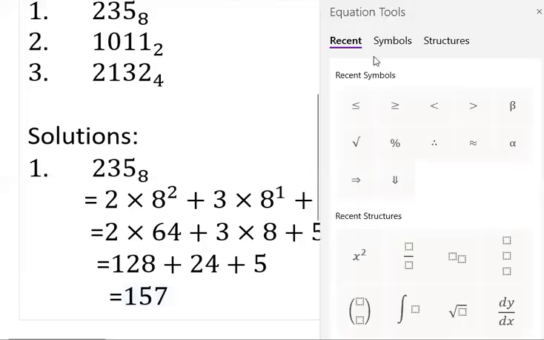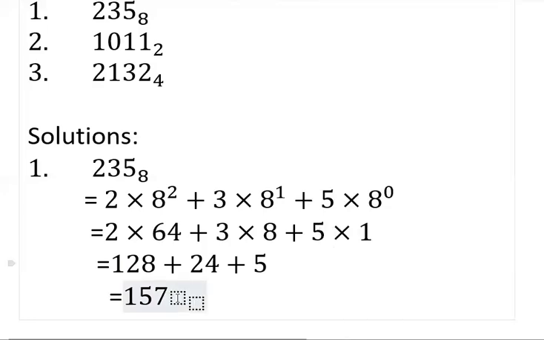Okay, let's get the template. So very good. So we can now say 157 in base 10. So that is how to convert from any base to base 10. Any base, the same method. So let's go to question number 2 and see. This one is in base 2. We want to convert to base 10.